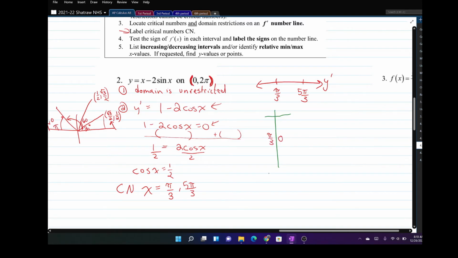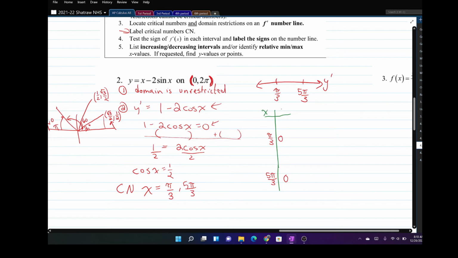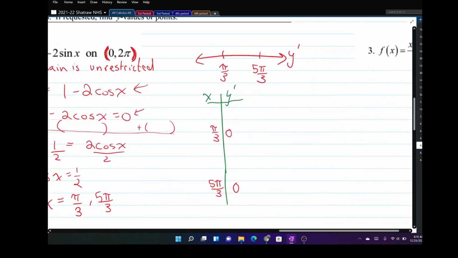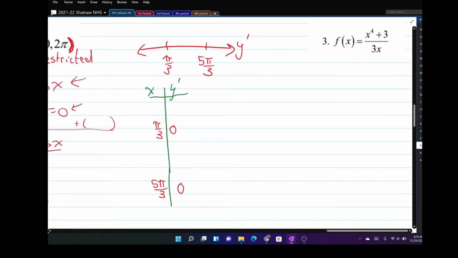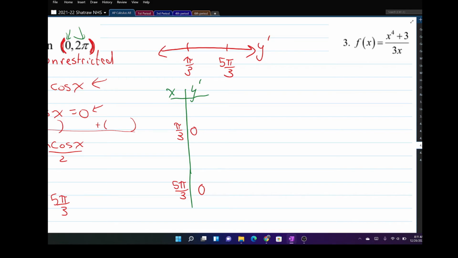And then at 5 pi over 3, I also get 0. So I want to know what's happening in between those. And so I've got my number line, and here I go. What are some values I could pick? Well, I see that the domain is restricted here, but that doesn't mean that I can't find the derivative's value there. Does that make sense? I am allowed to find the derivative's value there because the domain was unrestricted.